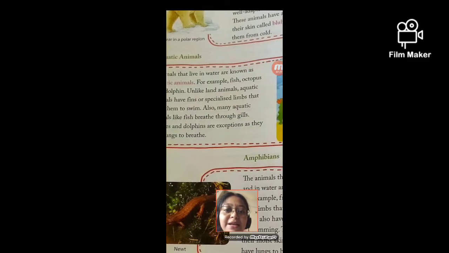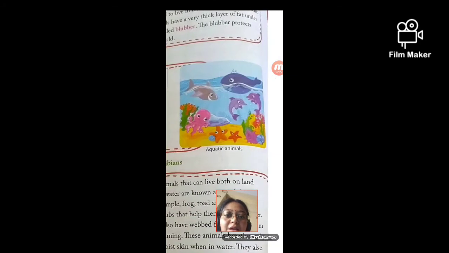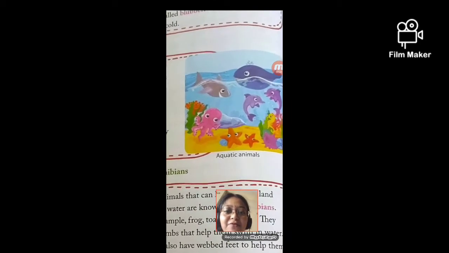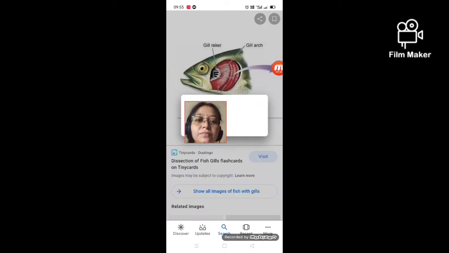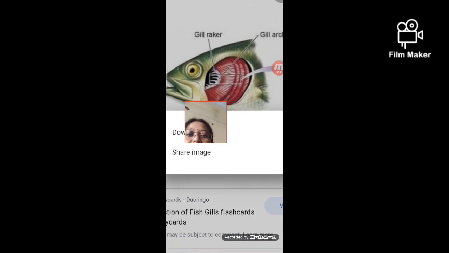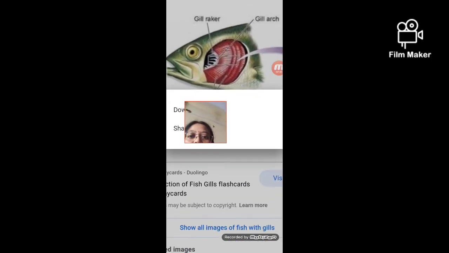Okay. So, let me show you the gills of a fish. As you can see, this is the gill, the gill of a fish.